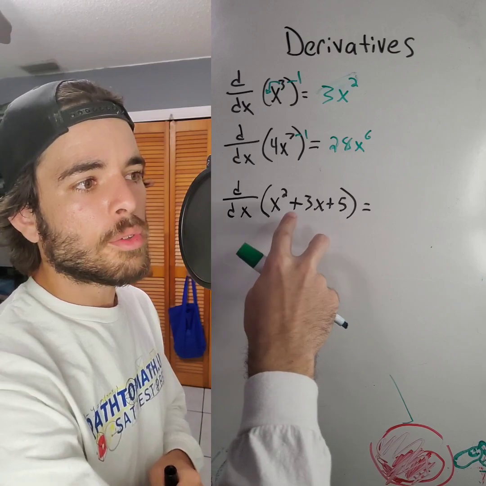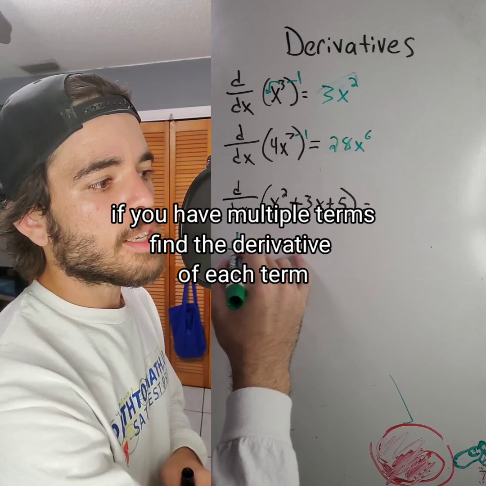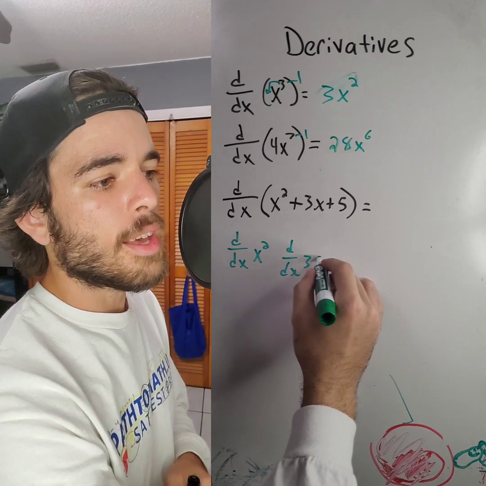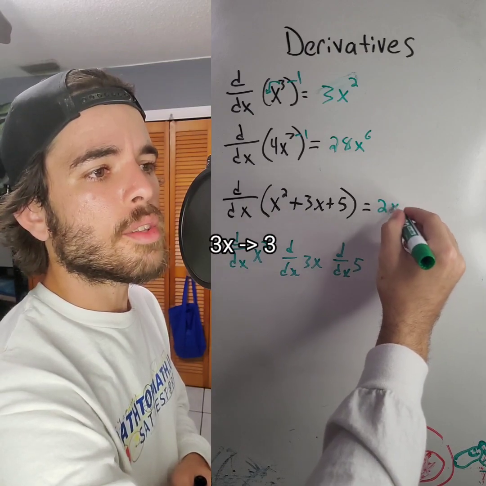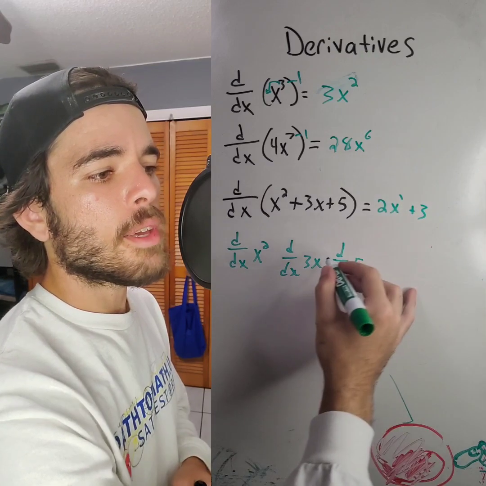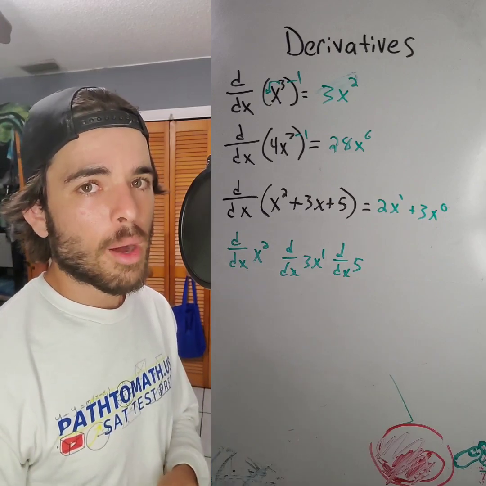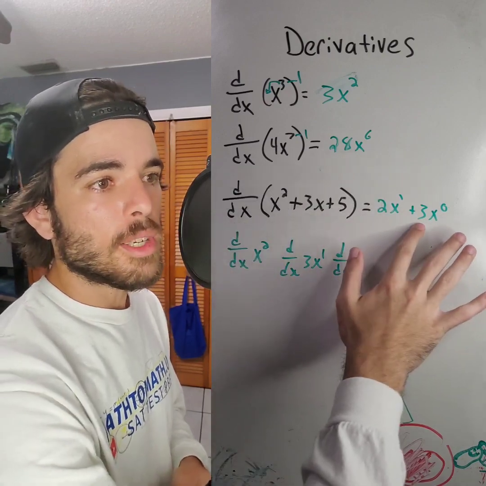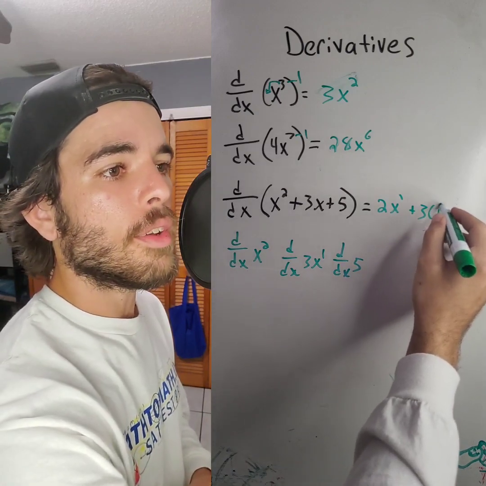Now what if we have a trinomial or any type of term separation, plus or minus signs? You just want to treat this like separate derivatives. So we have the derivative of x squared, 3x, and 5. So the derivative of x squared is 2x to the first power. The derivative of 3x is interesting. We're going to have 3 because there's an invisible 1 in the exponent. But then we have x to the 0 power. Anything to the 0 power is just 1. So this only applies to the x, not to the 3 that we just got. So the x to the 0 power can just be rewritten as 1.